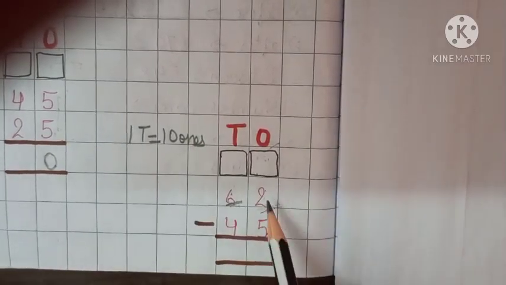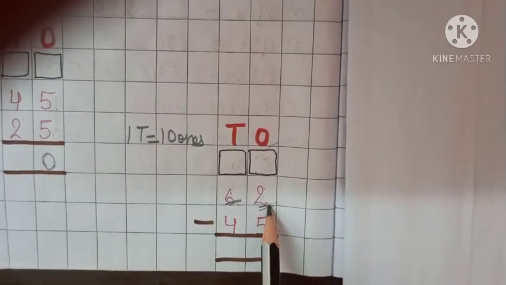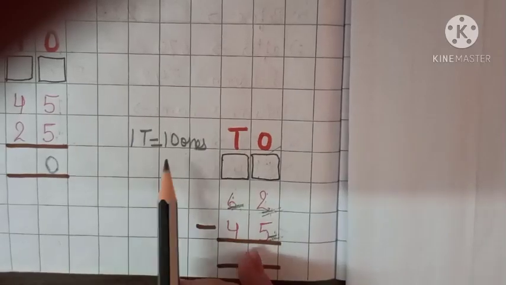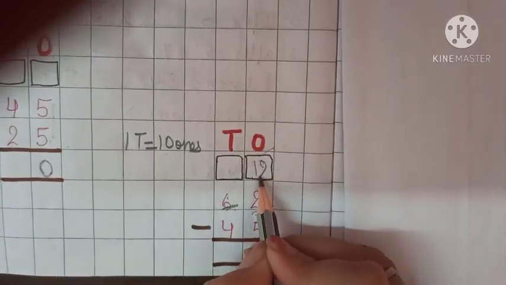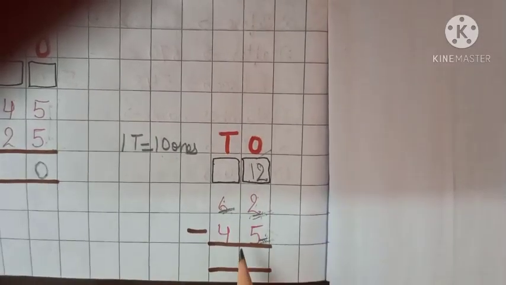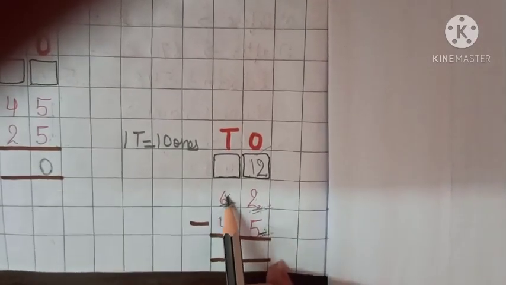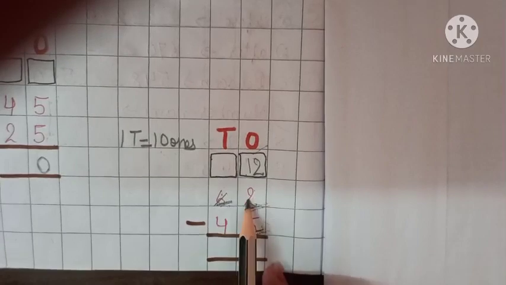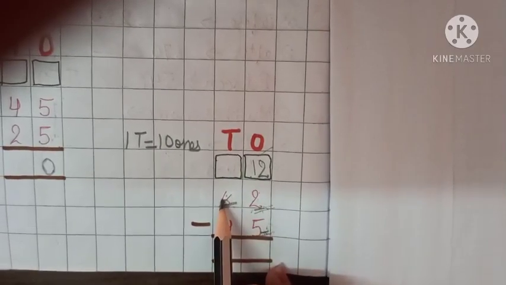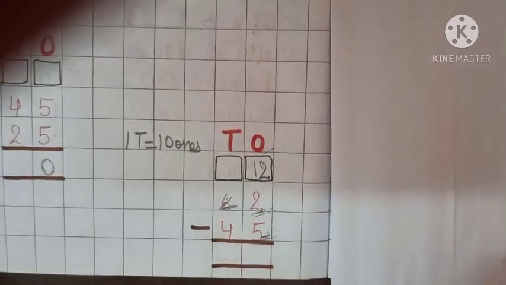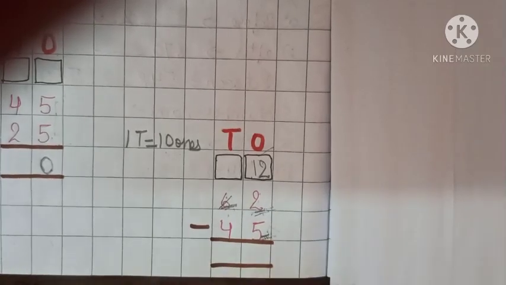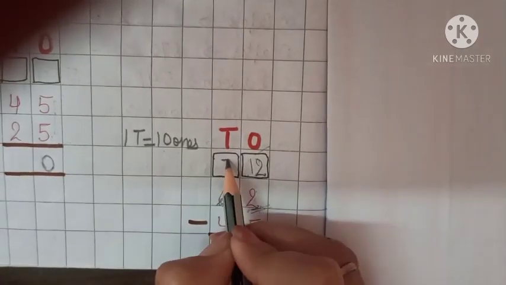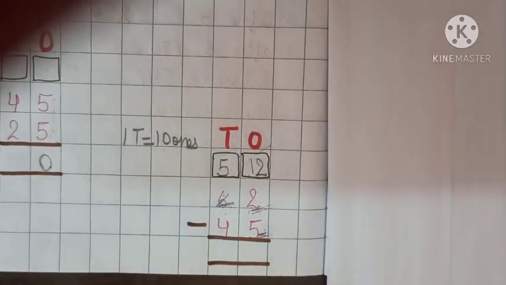ones. Okay. But here we have 2. So 10 plus 2 is 12. After this, what do we do? If we give 1 to this, we have to subtract 1 from here. So if we subtract 1 from 6, what do we get? What are we left with? Yes, we are left with 5.